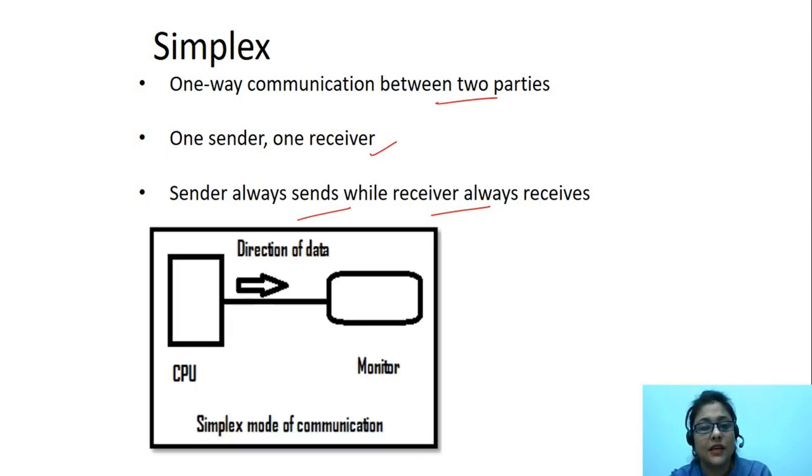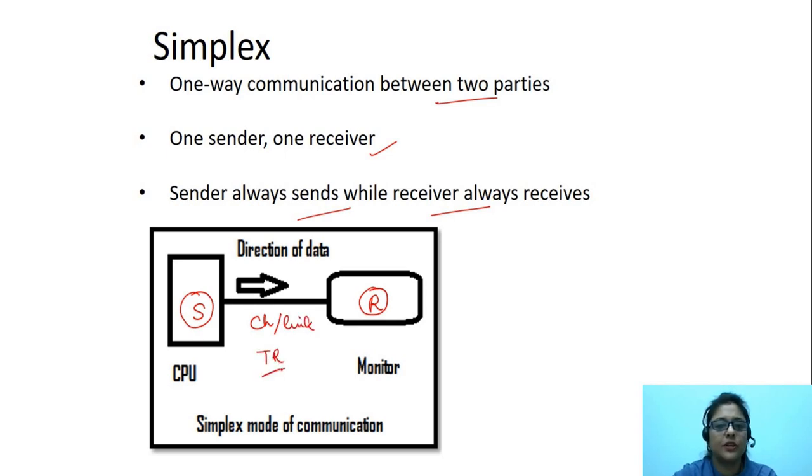Let us look at the simplex way of communication with the help of this diagram. This is the flow diagram of simplex mode of communication. We can see here there is a sender S and there is a receiver R, and in between them there is a channel or a link or a transmission medium through which data can flow. But this data flow is unidirectional in nature.